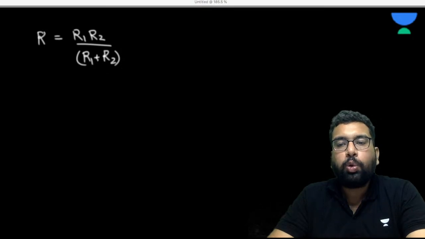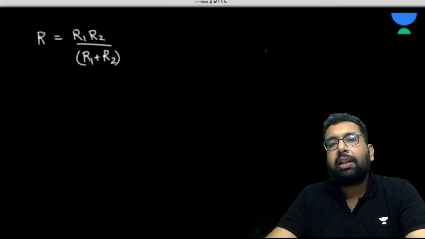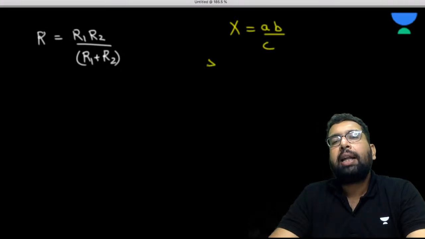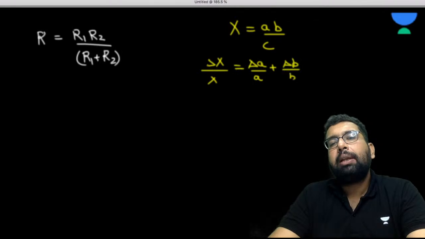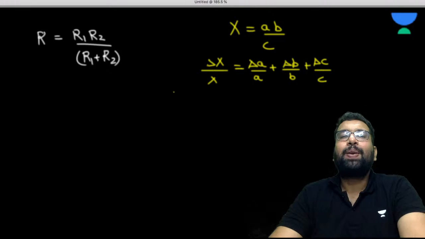Now how can you solve this? If I say there is one quantity X is equal to AB by C, how are you going to find the error in X? So sir, you will be writing delta X by X is equal to delta A by A plus delta B by B plus delta C by C. You can write like this, no?